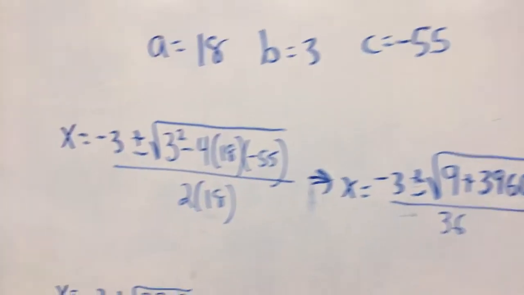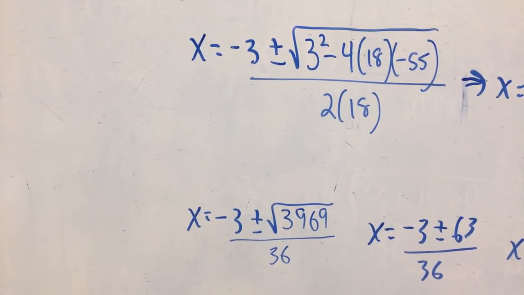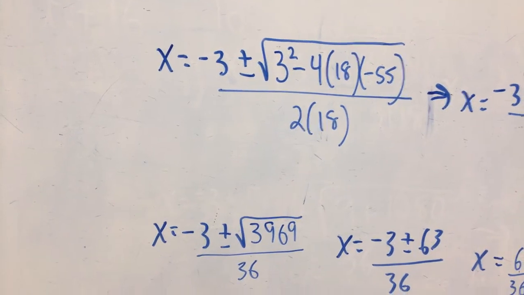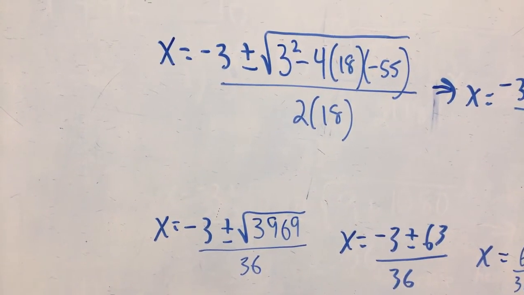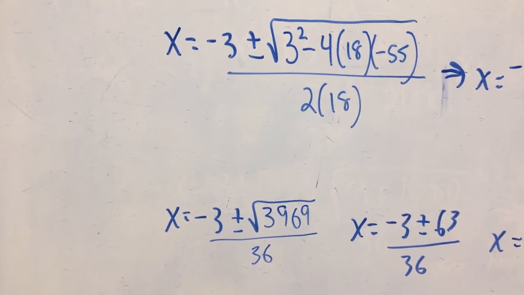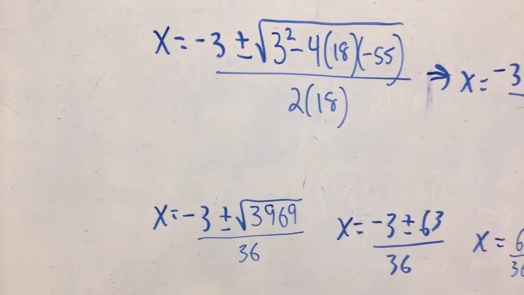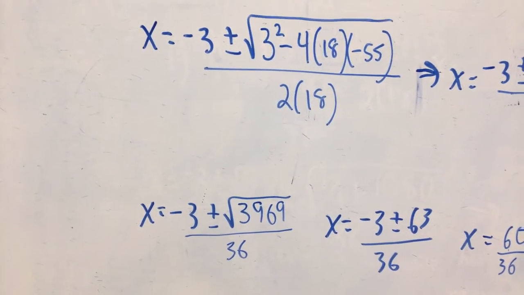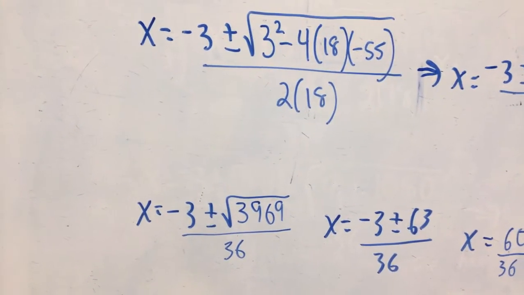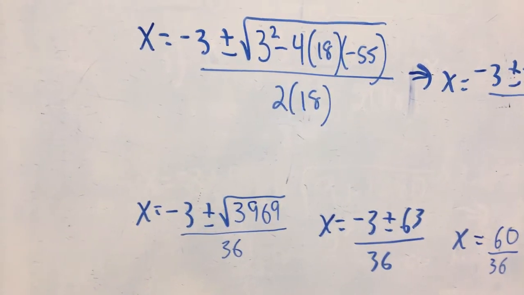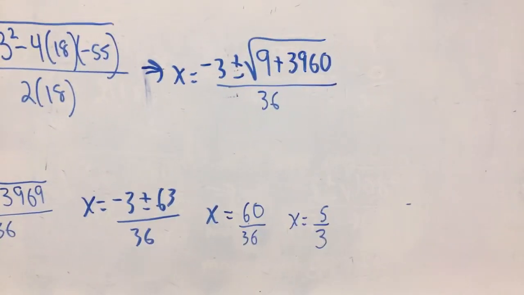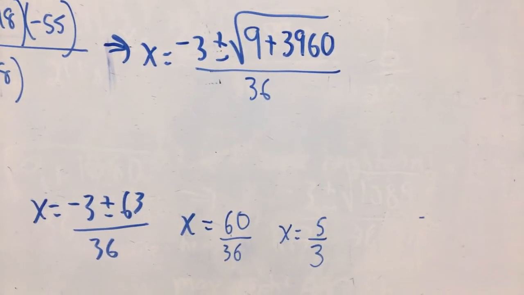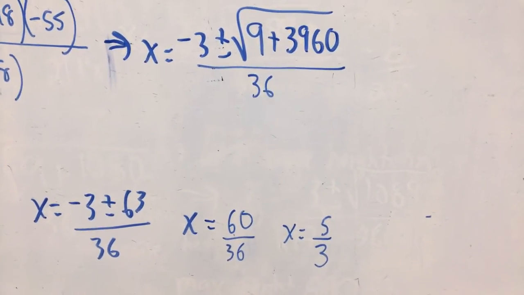Okay? Combine underneath the radical. Now, I am not so ignorant as to think that all of you are not going to take your whiz-bang out. You're going to go, hey, what is the square root of 3,969? And your whiz-bang is going to tell you that it's plus or minus 63. Now, I know that negative 3 minus 63 is not going to be a positive number, especially if I'm dividing by a positive number. It's just not going to happen. So I'm only going to take the positive 63. And x is equal to 60 over 36, which reduces quite nicely to 5/3.